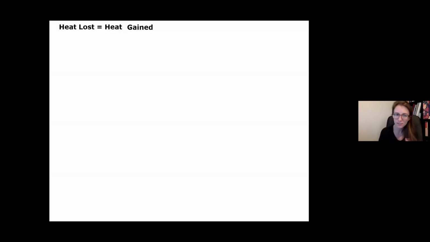Okay, the next concept we're going to look at is called heat loss equals heat gained. Or if you looked this up online, you might see it called Q equals Q. Some people do Q equals negative Q, but again, I like to use positives whenever possible and just think through if things are getting hotter or colder. So that's why I'm just doing Q equals Q.